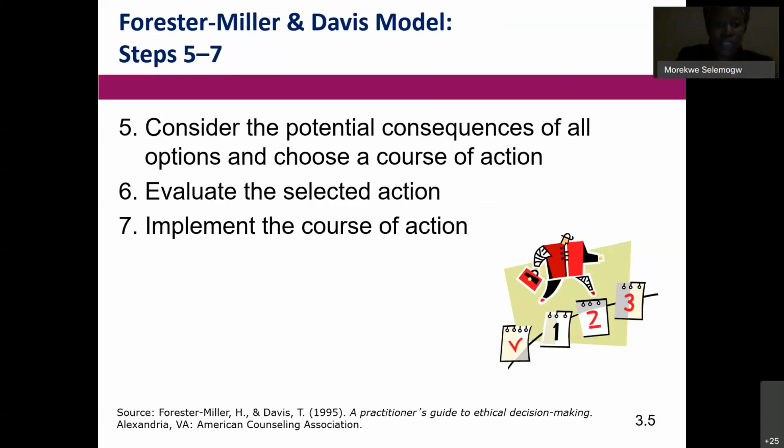Then the next step, which is step number 5, you consider the possible consequences of all the options and choose a course of action. So for all the consequences, we look at the possible consequences, and then from there you choose the best course of action. After you've done that, then you evaluate the selected action and implement the course of action.